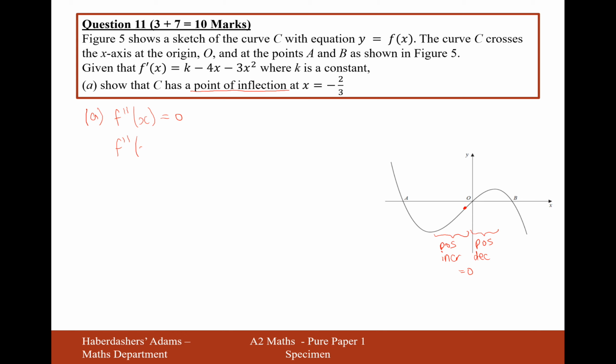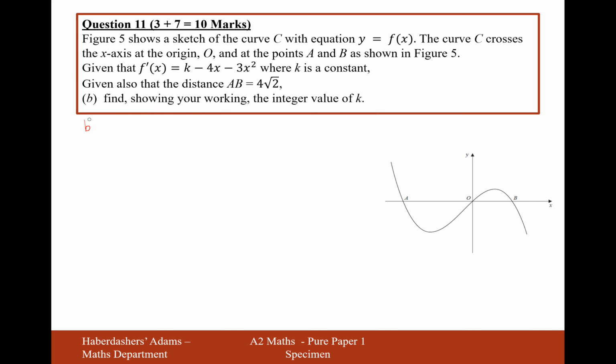It's to measure the rate at which the gradient is either increasing in value or decreasing in value. So the second derivative of this function is going to be minus 4 minus 6x equals 0. So therefore x is equal to minus 2/3. So there we are, that's how we work it out. You differentiate again to get the second derivative, set it equal to 0, and that's your point of inflection.